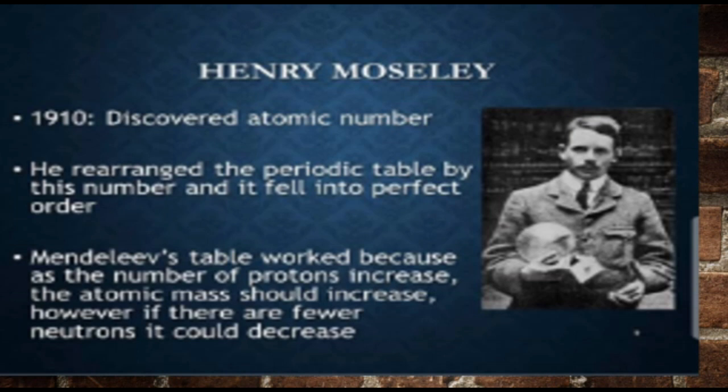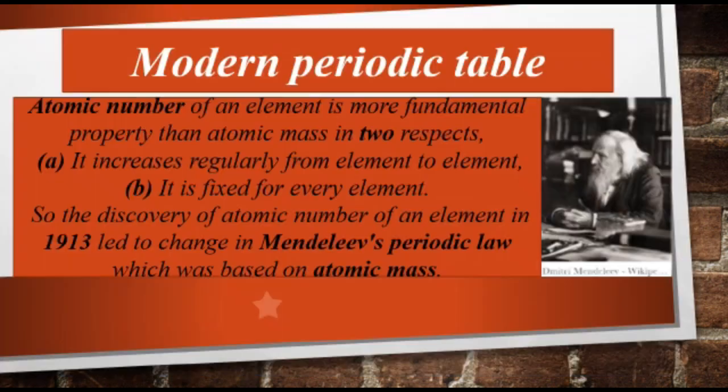He arranged the elements in the periodic table according to their atomic numbers, and it became a perfect order. Mendeleev also worked on this. As the number of protons increases, the atomic mass should also increase. However, if there are fewer neutrons, it could decrease. It is an idea of Mendeleev, but Mendeleev's idea was based on atomic mass, so Henry Moseley put a more comfortable periodic table for us on the basis of atomic number.